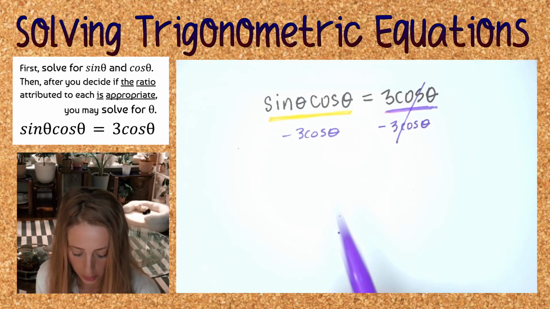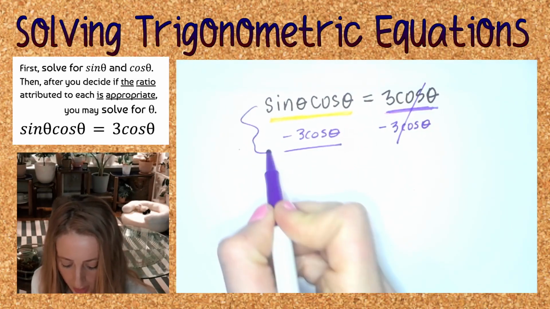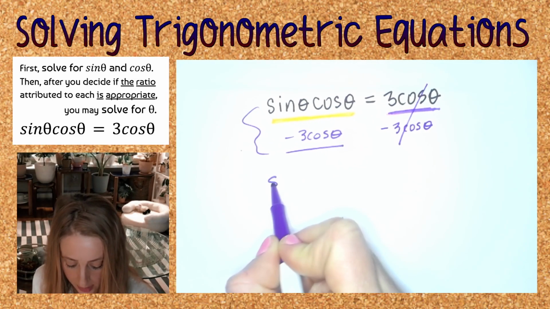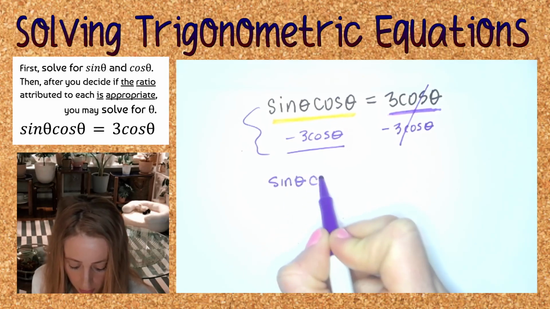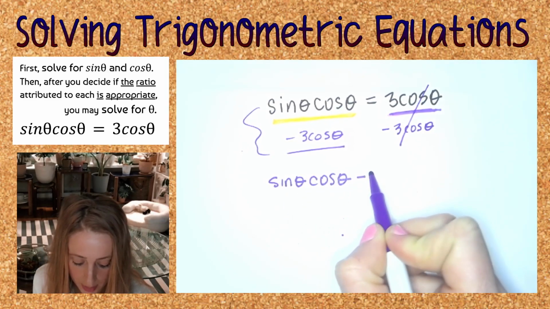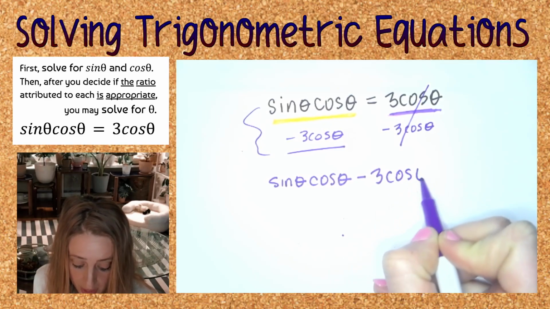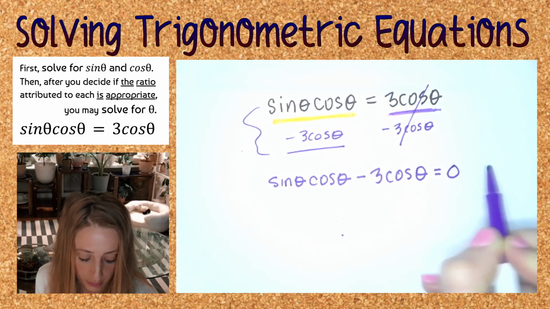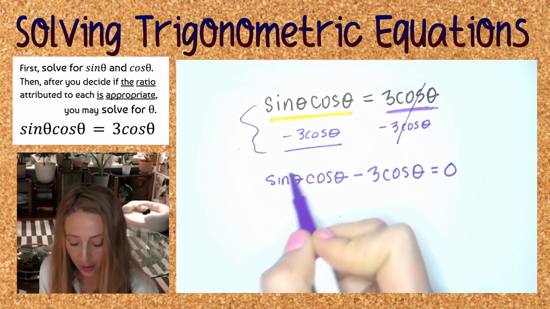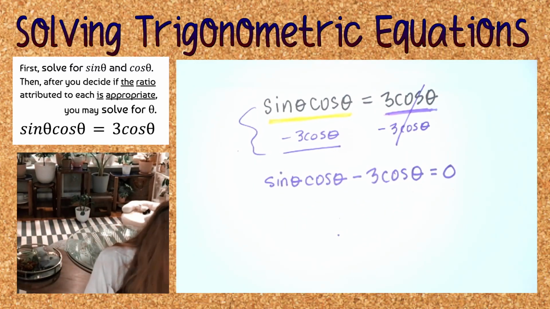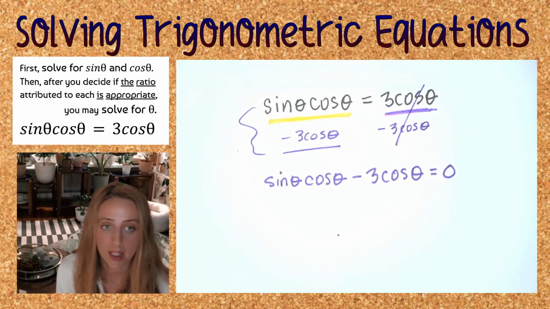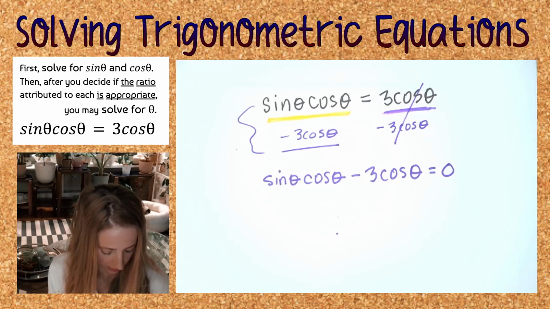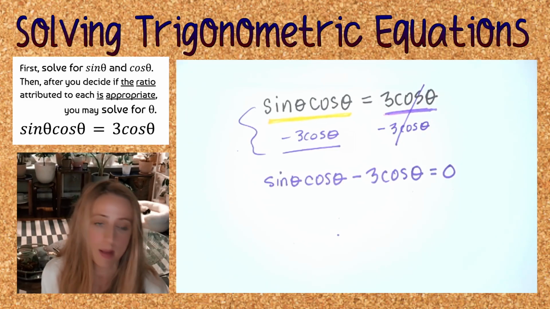Comprendi? So after we do this to both sides, what does that turn into? It is just sine theta cosine theta minus 3 cosine theta. They are not like terms. So you cannot combine them.